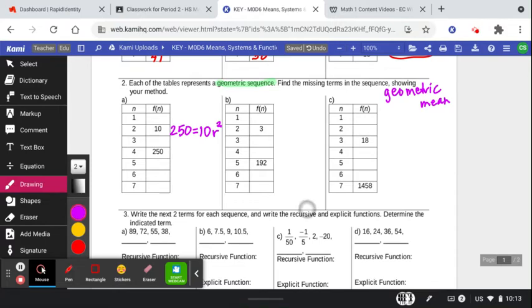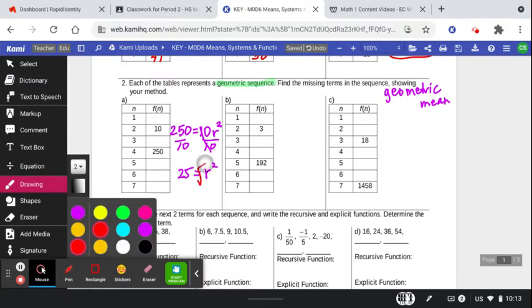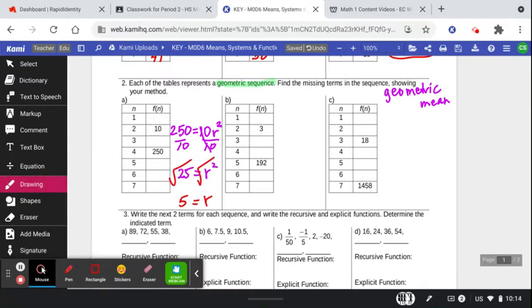Let's do some work. First, we're going to divide both sides by 10. We're going to see that our r squared is then equal to 25. And so how do I undo an r squared to solve for r? I'm going to square root both sides and get that my common ratio is equal to 5. So let's go test it out. 5 as the multiplier. 10 times 5 is 50. 50 times 5 is, yay, 250.